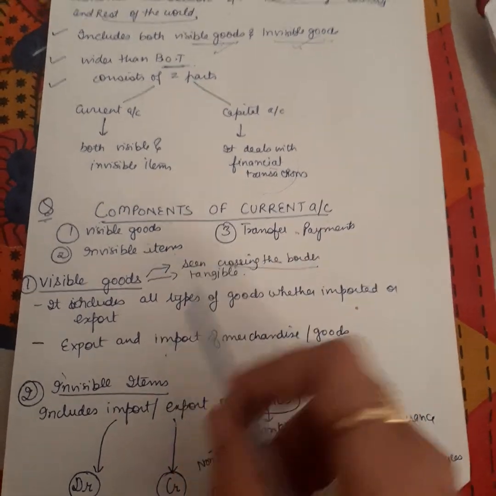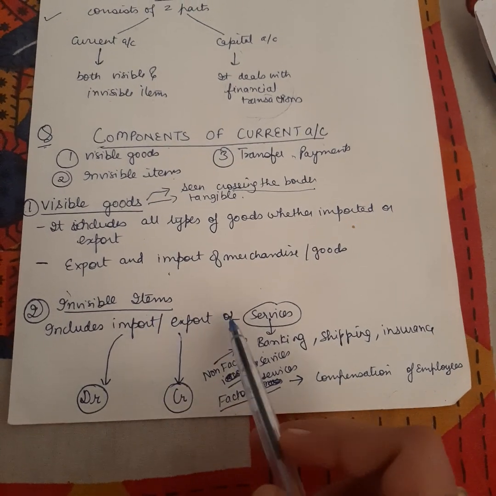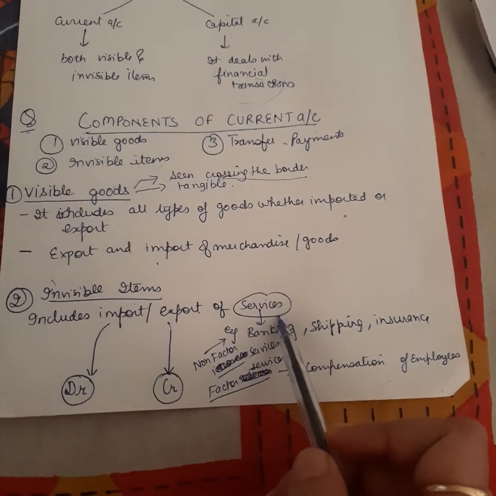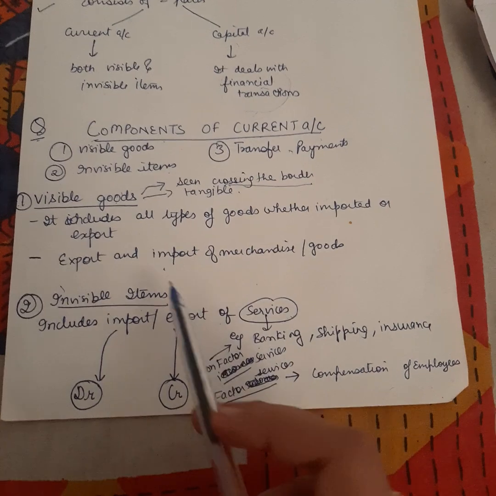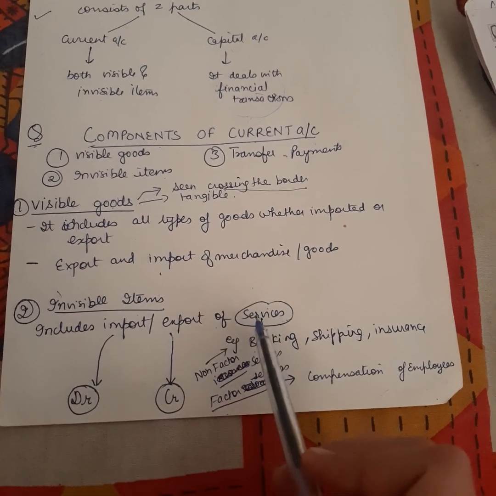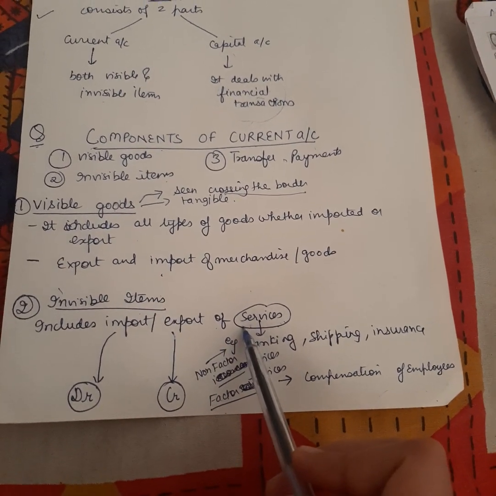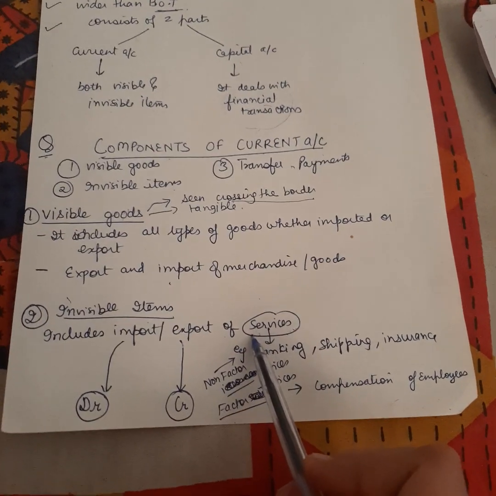Okay, now what are invisible items? Invisible items include import and export of services. Services are invisible items. And why are they invisible items? Because services cannot be seen crossing the border of any country.